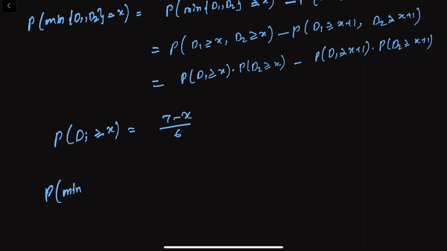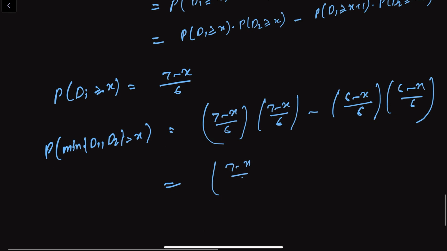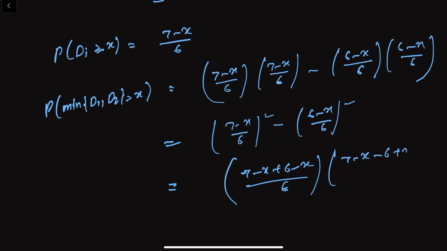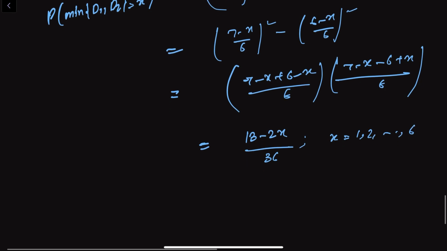So the probability that the minimum value is x is 7 minus x by 6 squared, and since they are independent, we can just multiply them. Minus the term for x plus 1, which is 6 minus x by 6 into 6 minus x by 6. So that is 7 minus x by 6 whole squared minus 6 minus x by 6 whole squared. That is a squared minus b squared, which is a plus b into a minus b. Therefore this would be 13 minus 2x by 36 when x is equal to 1, 2 and so on till 6, and it is 0 otherwise.